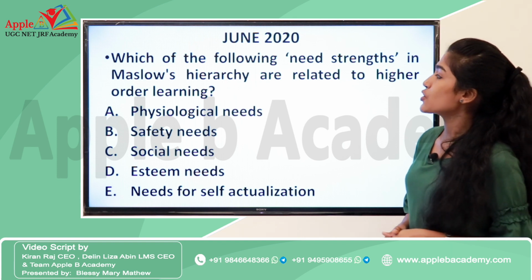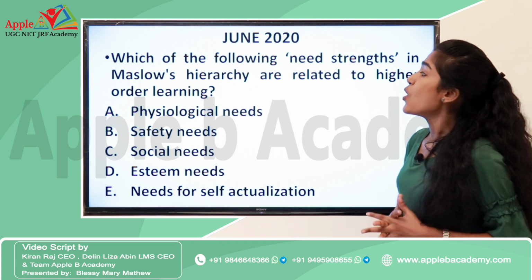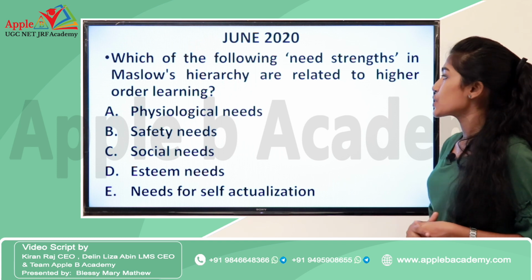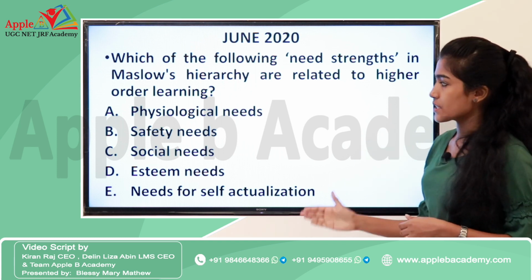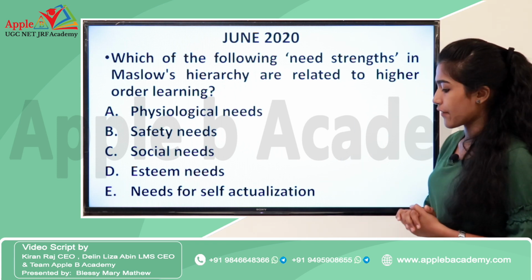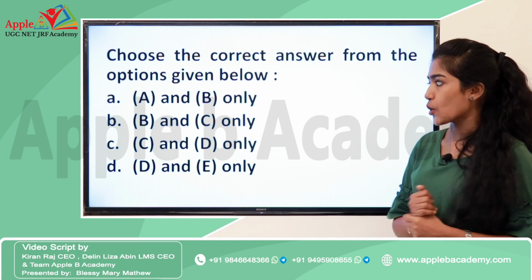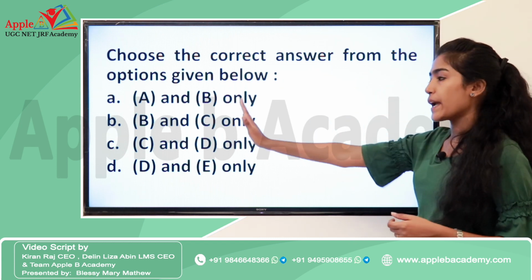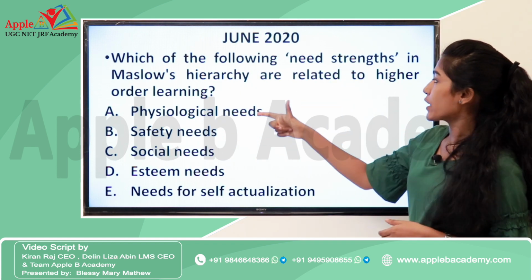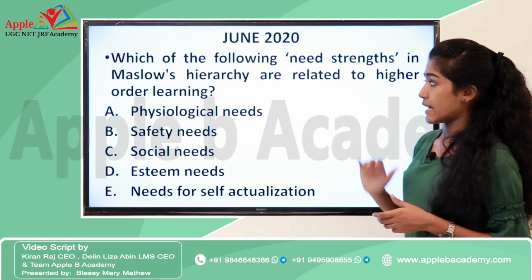Now, we are moving to our next question that was asked in June 2020, and what is the question? Which of the following need strengths in Maslow's hierarchy are related to higher order learning? And you have options here: physiological needs, safety needs, social needs, esteem needs, needs for self-actualization, and you have to choose the correct answer from the options given below. So, you have a pair of two options in each of these. So, you have to find out the two higher order learning needs that are associated with Maslow's hierarchy of needs.